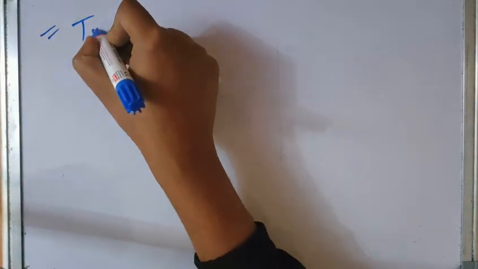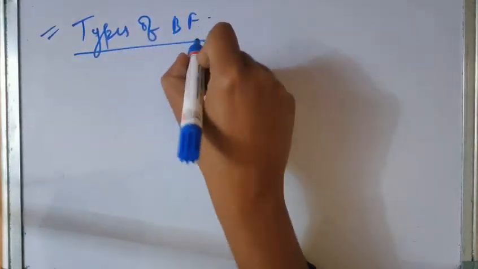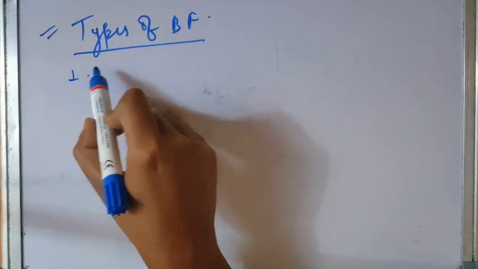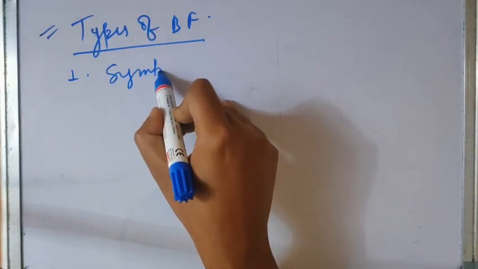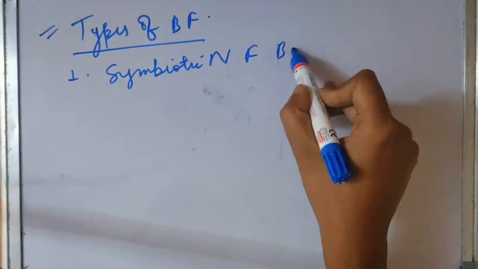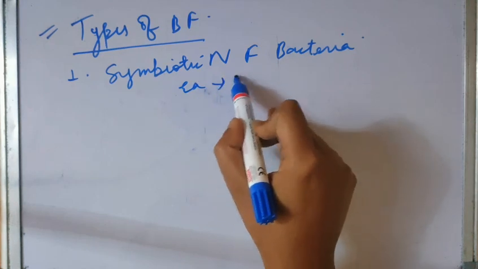Now moving on. Types of biofertilizer. What are the types of biofertilizer? Also asked, important. First one is symbiotic nitrogen fixing bacteria. Example, it is rhizobium.